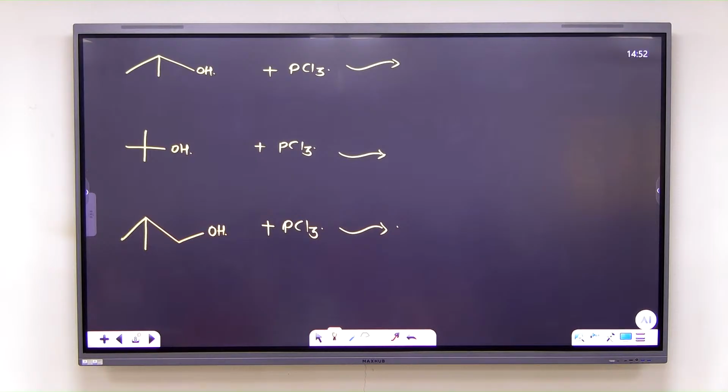How many valence electrons are there in phosphorus? 5. Out of 5, 3 are donated, only 1 remains. So it's 3 plus 1, 4. sp3 is the hybridization. For sp3 hybridization, what is the geometry? Very fixed. Yes, not tetrahedral. It's a trigonal pyramidal. Only for group 14 is the geometry tetrahedral.